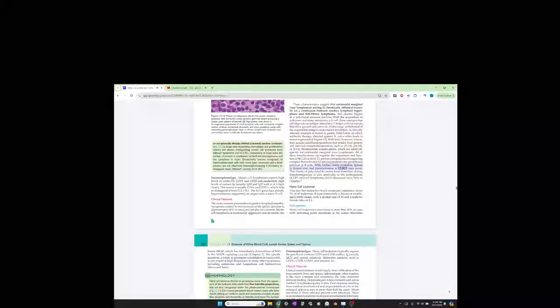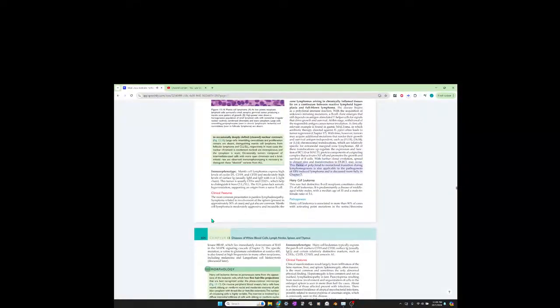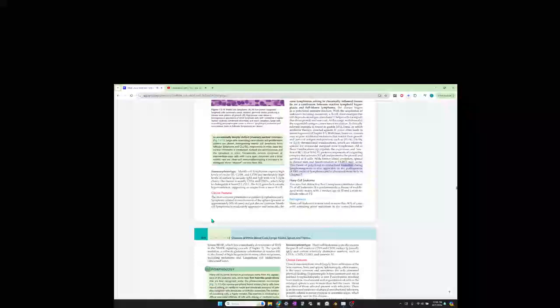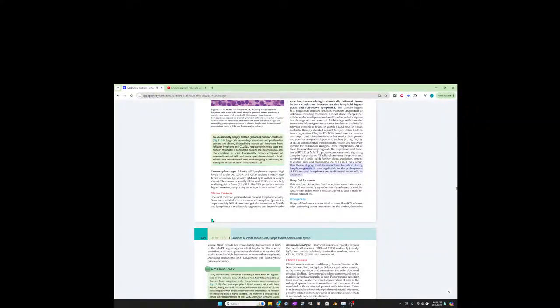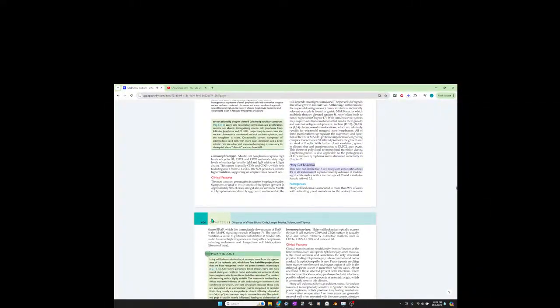With further clonal evolution, spread to distant sites and transformation to DLBCL may occur. This theme of polyclonal to monoclonal transition during lymphomagenesis is also applicable to the pathogenesis of EBV-induced lymphoma and is discussed more fully in Chapter 7. Hairy cell leukemia. This rare but distinctive B-cell neoplasm constitutes about 2% of all leukemias.